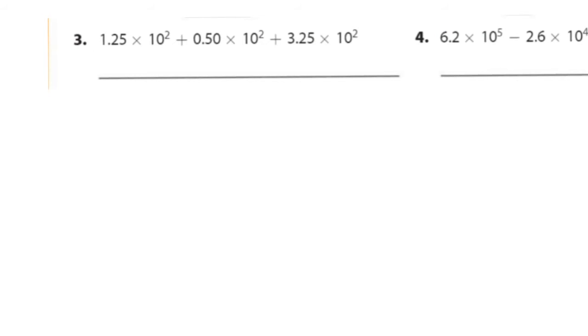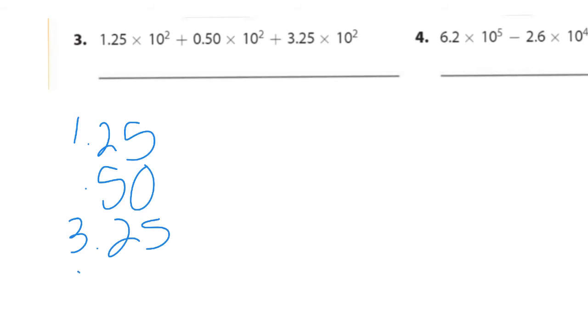Okay, so these ones do not give me all the little steps, so I have to know how to do the steps. So I'm going to be adding these together. I see I'm adding a power of 2, a power of 2, and a power of 2. So my powers are all the same. So I'm going to take 1 and 25 hundredths, add 50 hundredths to it, and then add 3 and 25 hundredths to that. And that'll give me 5. So it's going to be 5 times 10 to the second power.